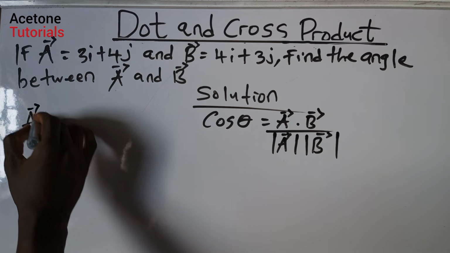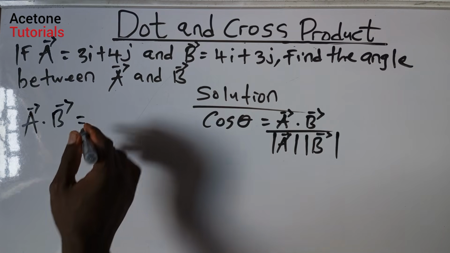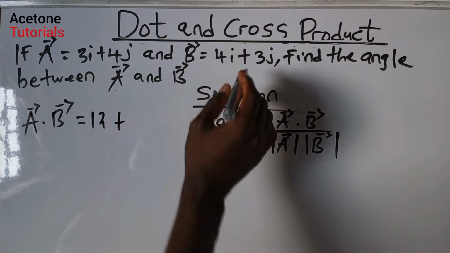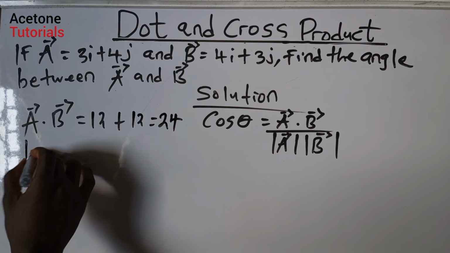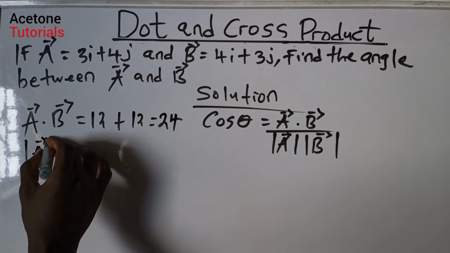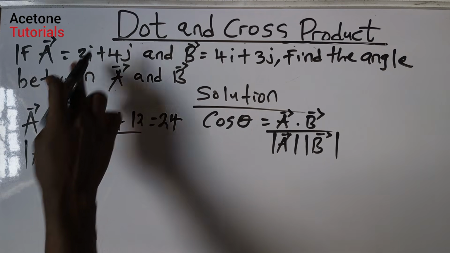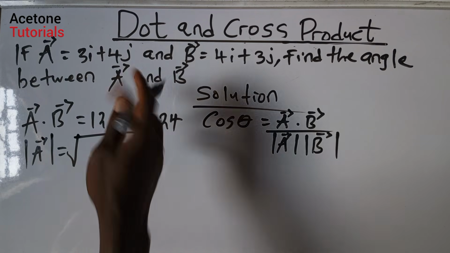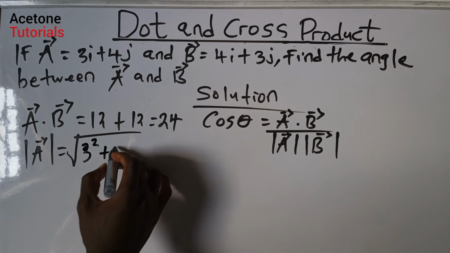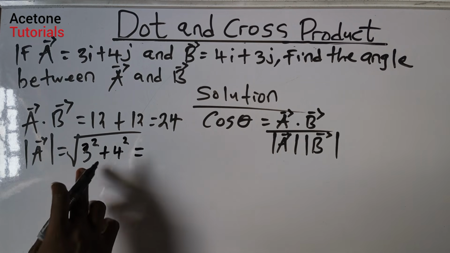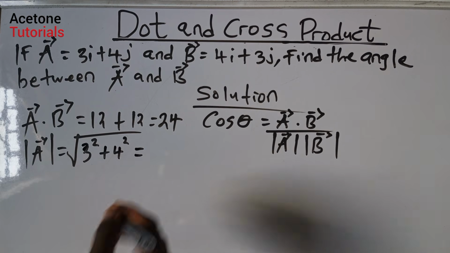A dot B is equal to 3 times 4, which is 12, plus 4 times 3, which is also 12, and that's 24. The magnitude of A is equal to the square root of the x component squared plus the y component squared, which is 3 squared plus 4 squared. 3 squared is 9, 4 squared is 16, 9 plus 16 is 25, root 25 is 5.